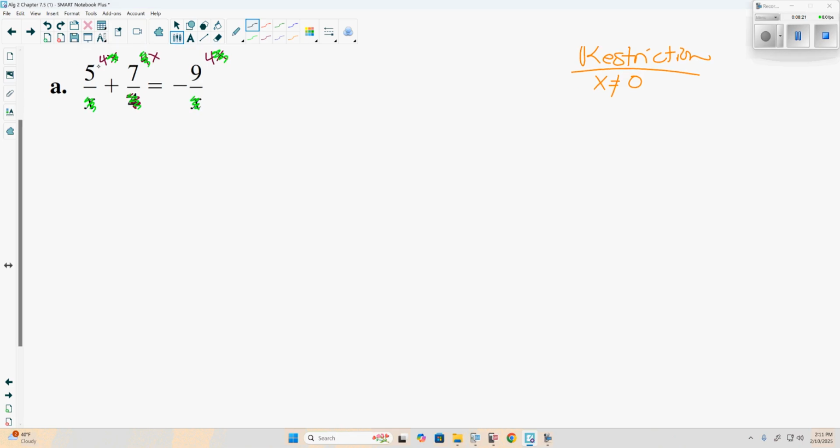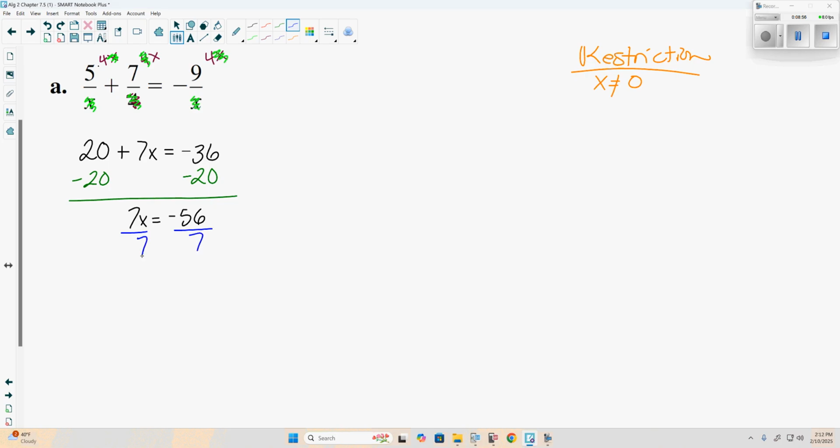And the first one, we have 5 times 4, which is 20, plus 7 times x is 7x is equal to negative 9 times 4, which is negative 36. Now, since we don't have a variable with an exponent greater than 1, we just need to get the x by itself. So yes, we can subtract 20. Telling us that 7x is equal to negative 56. And lastly, we would divide both sides by 7, telling us x is equal to negative 8.